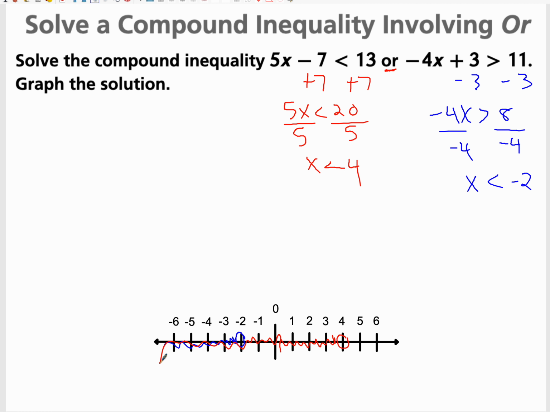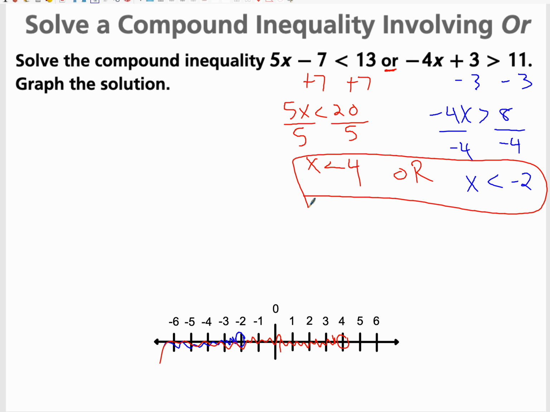So we still have to keep it as an or. We would write our solution, in fact, this would be the way we would write the solution. Does that make sense? Okay. So we have to include all of the solution. We have to graph it in a way that represents the solution.